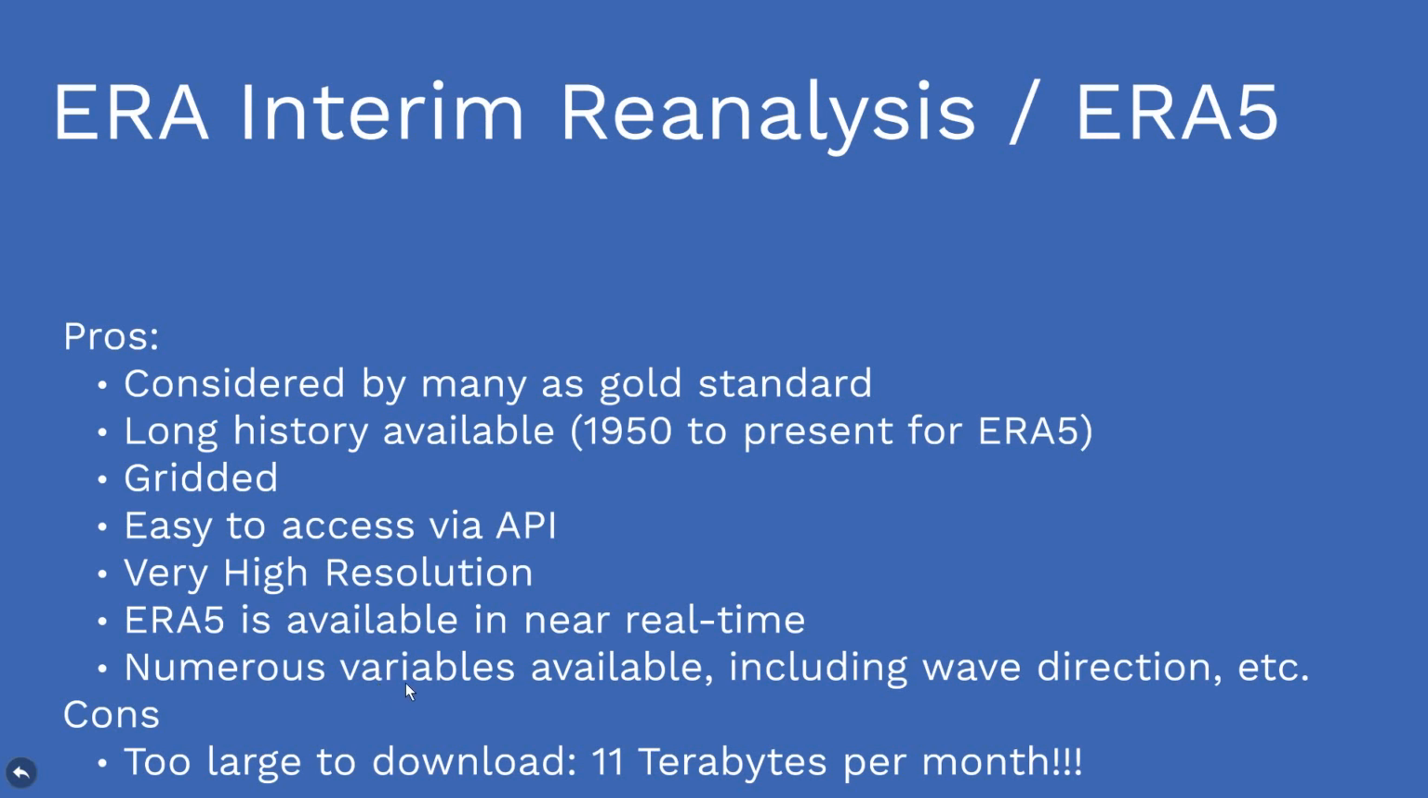And there are so many variables to choose from, including wave direction and all that. As I was saying, the size of the data, though, is massive, 11 terabytes per month. We can't download that. So if we want to use the ERA 5 data set, we're going to have to find a way to basically access it live via their API. And I'll get into more of that later.